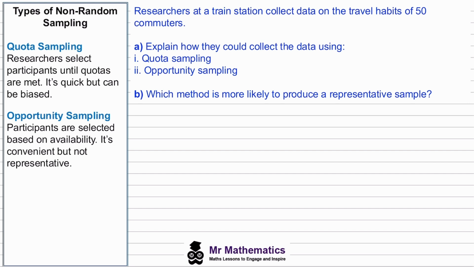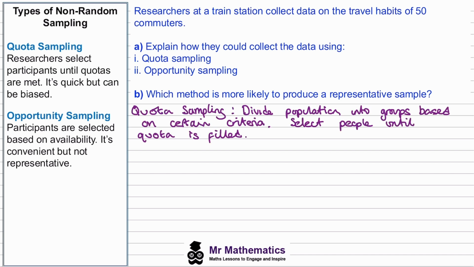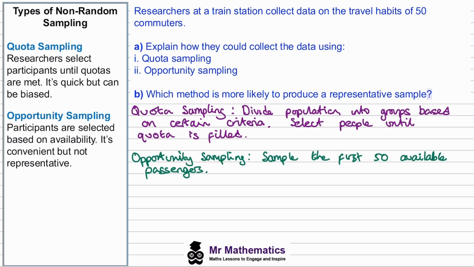So again, if we work through 2 examples, in our next example, we're told that researchers at a train station collect data on the travel habits of 50 commuters. For part A, explain how they could use quota sampling and opportunity sampling to collect this data. So with quota sampling, you would divide the population into groups based on certain criteria, and then you would select people until each quota is filled. With opportunity sampling, you would sample the first 50 available passengers.